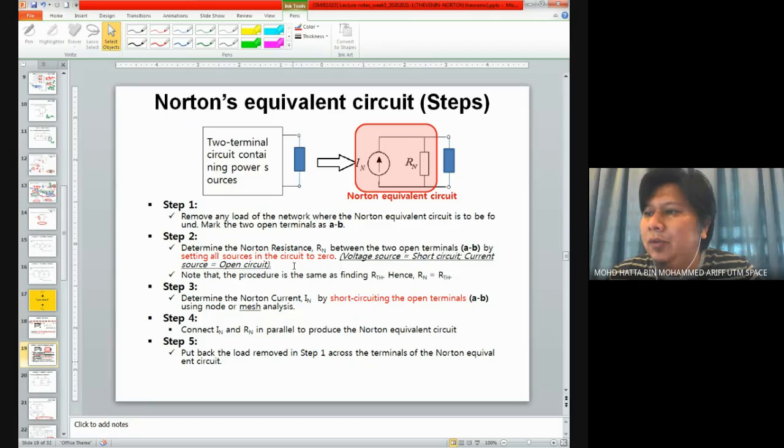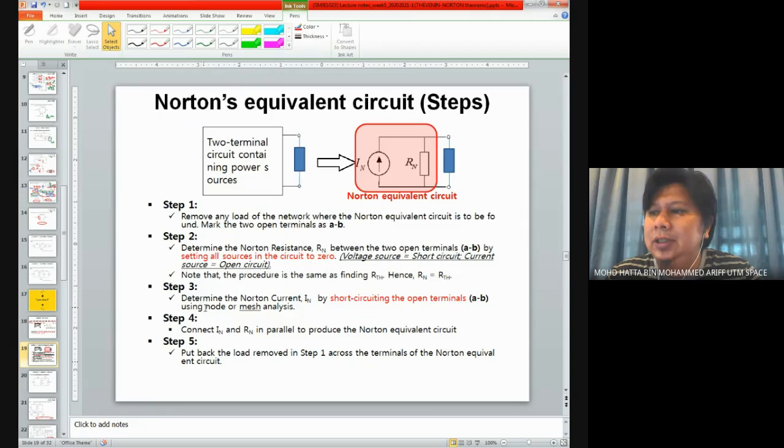Same as we treat finding Thevenin resistance. Here, all voltage sources should be equal to 0. For voltage source, we have short circuit. For current source, we have open circuit. I also put the note over here. Note that the procedure is the same as finding RTH. So in this case, Norton resistance basically is equal to Thevenin resistance, the same value. Except that in step number 3.